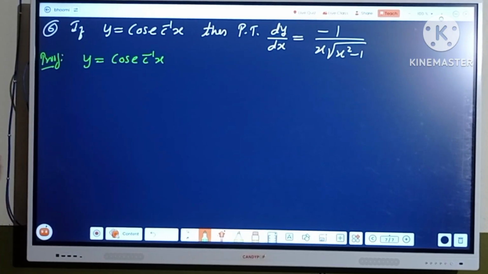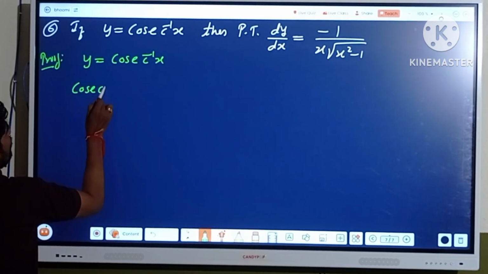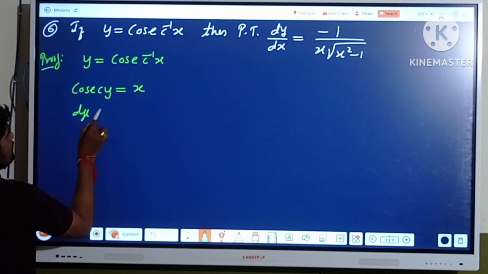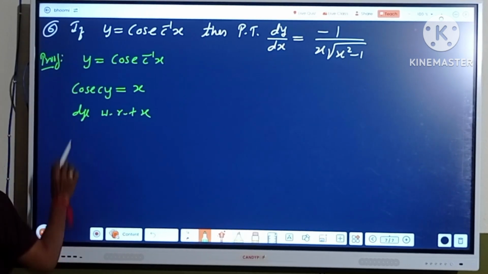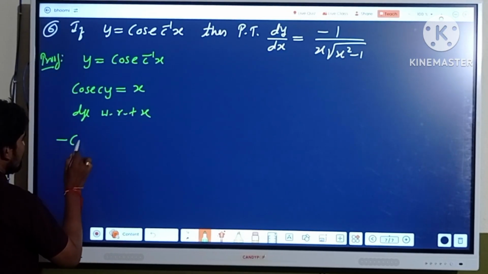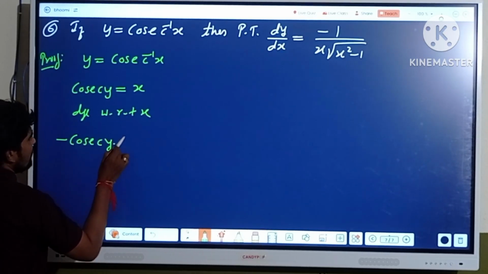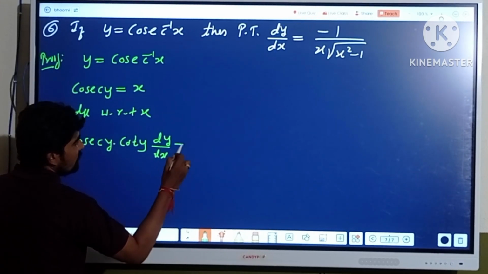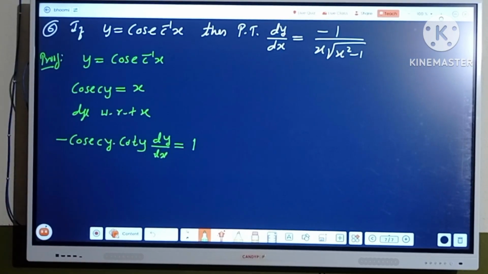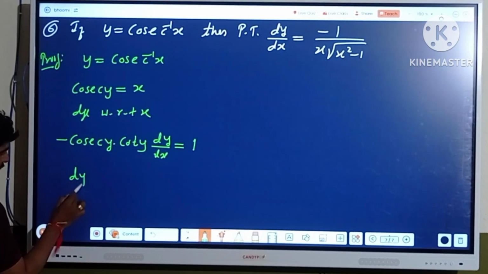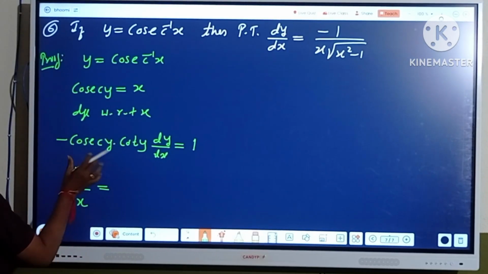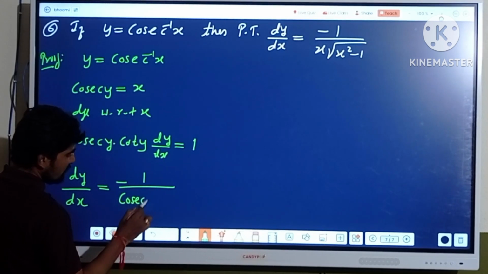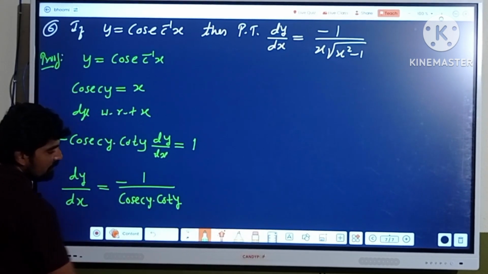Now shift this cosecant inverse to the left side. Then cosecant y is equal to x. So we need dy by dx. Differentiate this with respect to x. So the derivative of cosecant y is minus cosecant y into cot y, and y with respect to x is dy by dx, equal to the derivative of x with respect to x, which is 1. Therefore, dy by dx is equal to, shifting this minus cosecant y cot y towards the right side, minus 1 divided by cosecant y into cot y.